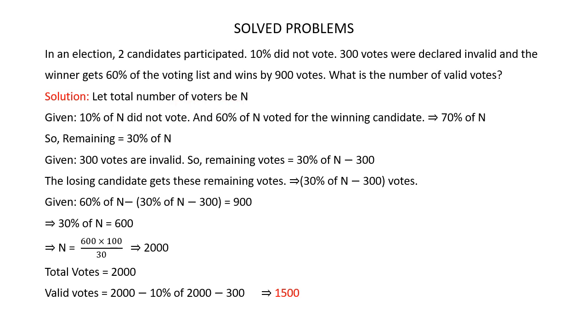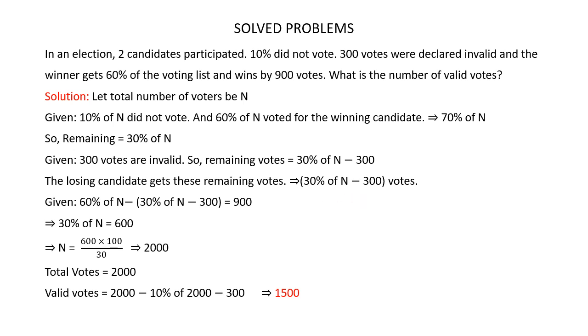Now it's given that 10% of n did not vote, and 60% of n voted for the winning candidate. So remaining is 30% of n. It's given that 300 votes are invalid. So remaining votes is 30% of n minus 300. These votes are the votes got by the losing candidate. So the losing candidate gets these remaining votes, that is 30% of n minus 300 votes.